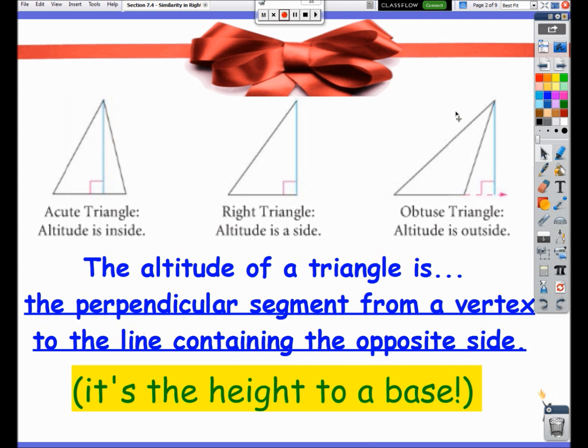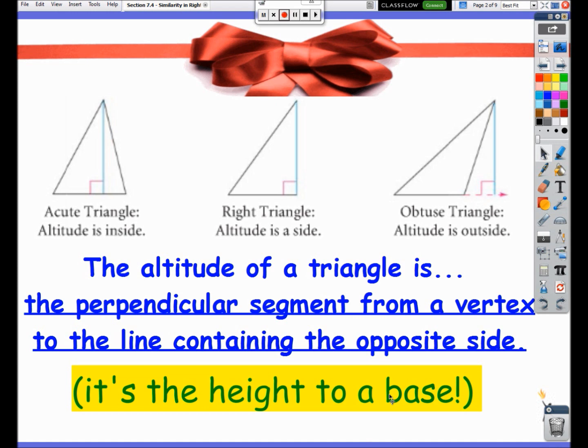So first off, a vocabulary word we need to discuss is altitude. Now, altitude is something that we've been working with all year. Altitude is essentially what I have highlighted down here. It's the height to a base. For example, if we wanted to find the area of a triangle, we would need to know which side of the triangle is the base, and then we would need to know the height to that base.